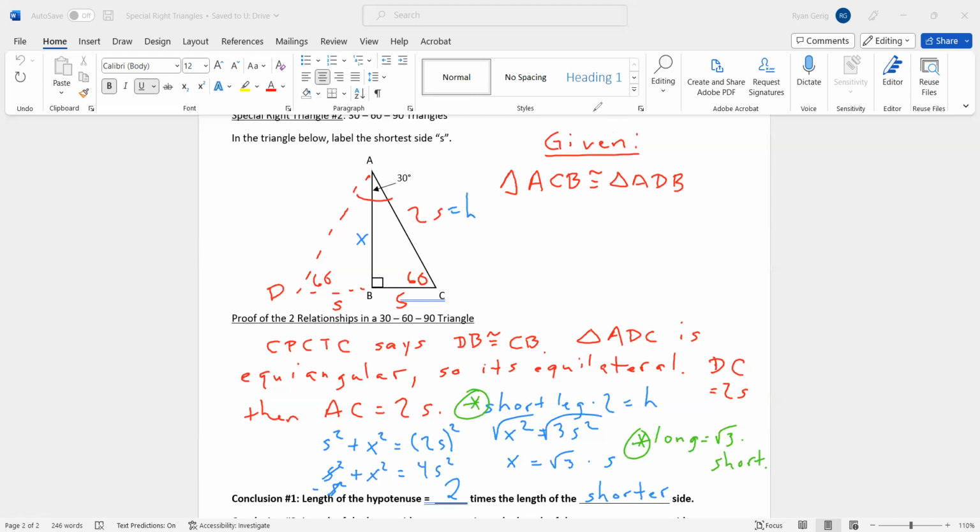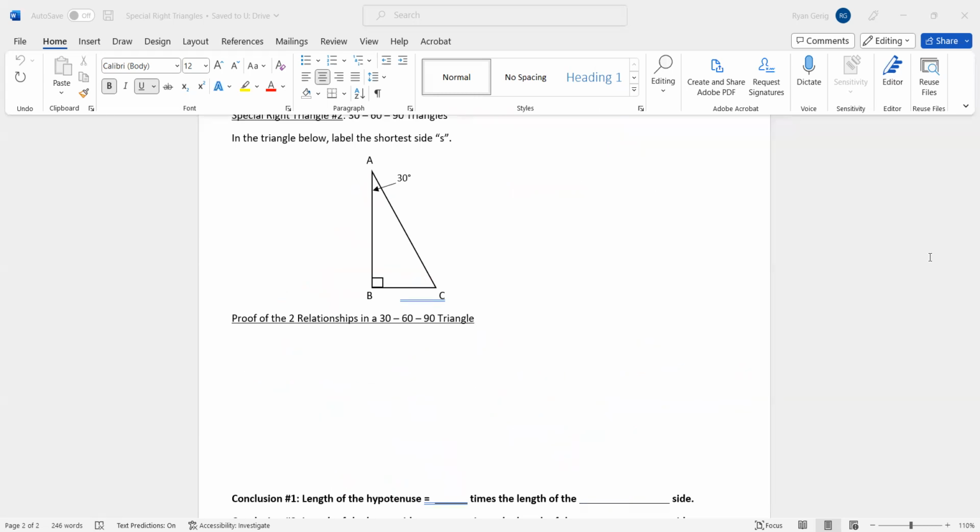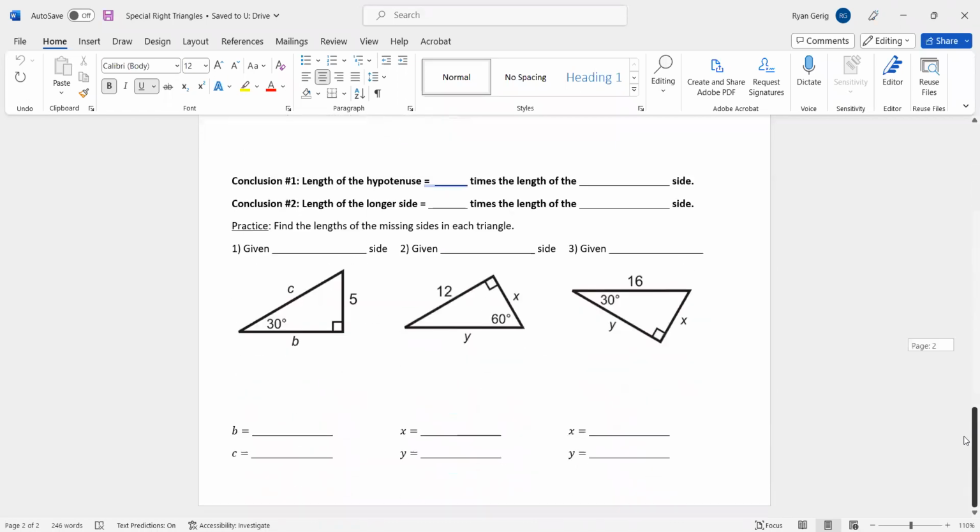Okay, so I'm going to summarize that after I clear this. Scroll down here. Two conclusions. I already wrote one, but I'll write it again. The length of the hypotenuse is 2 times the length of the short side. And the length of the longer side is the square root of 3 times the length of the shorter side. Now, hopefully you notice that the short side is important to know. When you know the short side, the rest of it's pretty easy.